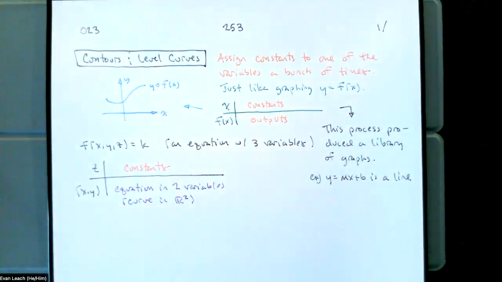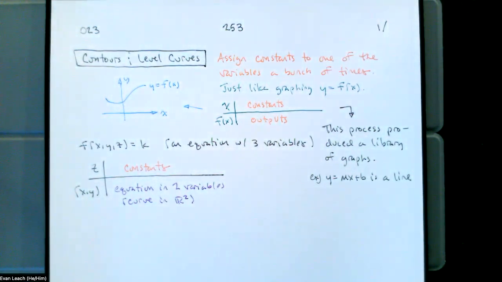Y equals mx plus b, that's a line. We recognize what that's going to look like. Just seeing the equation triggers that picture in our mind. When I say y equals mx plus b, most of you imagined a line with a positive slope.